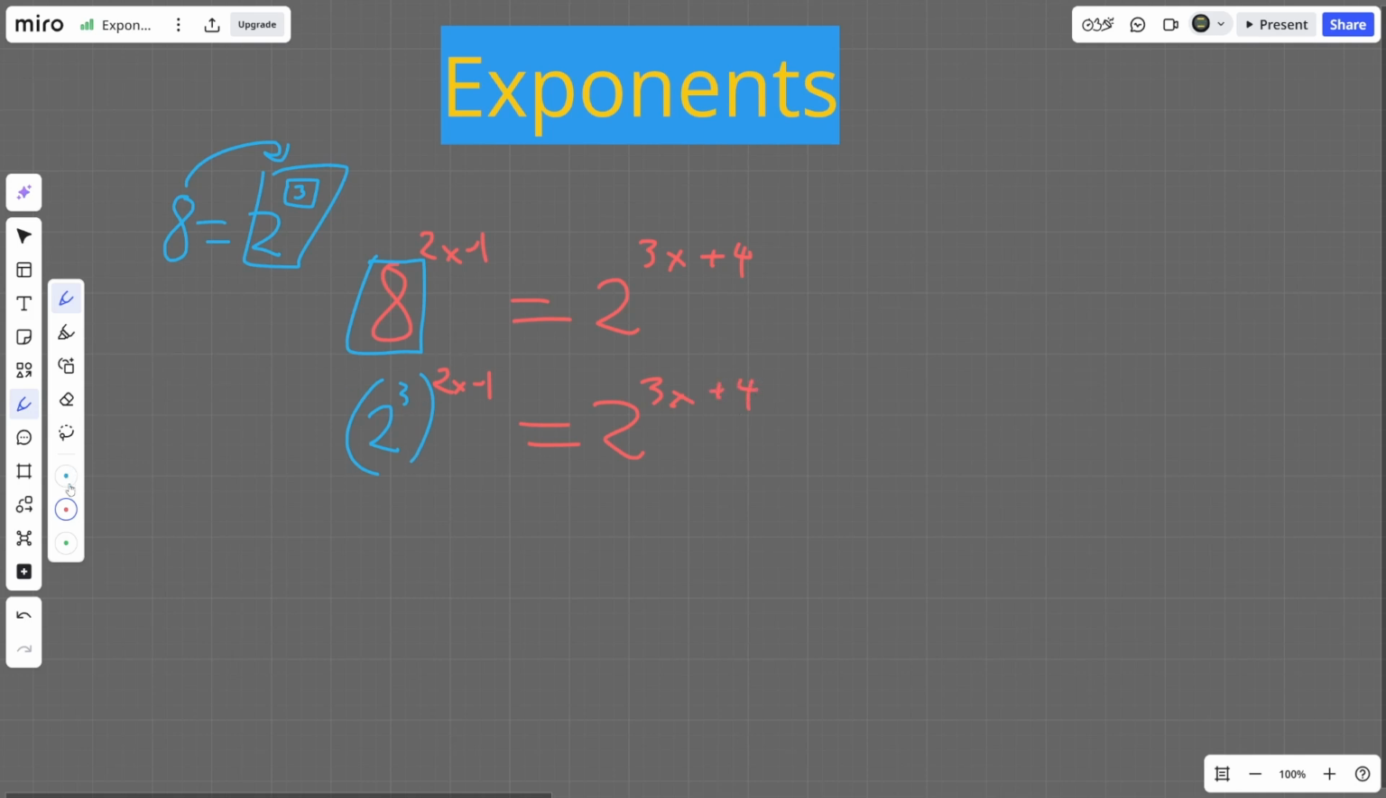Well, what rule do we apply here? Power to a power. You multiply. Notably, this should be in parentheses. You do have to distribute the 3 to both parts of this. It's a little messy in there.